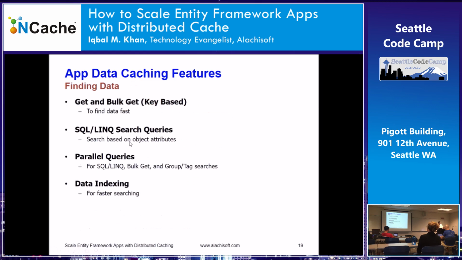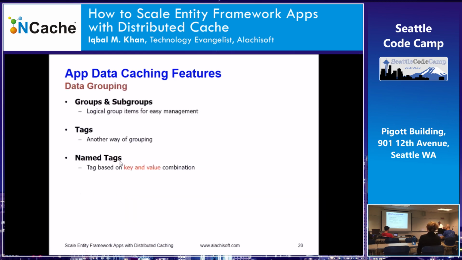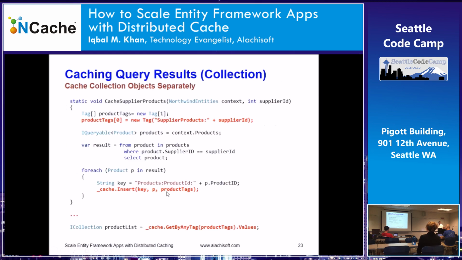And as I talked about, to fetch multiple objects back in one call, NCache has a bulk get feature. You can also search based on SQL or LINQ. So you can say, give me all the customer objects which match this criteria. Or you could do what we just did, which was get everything that has this tag. So there are multiple ways.